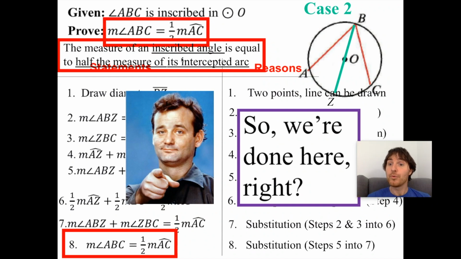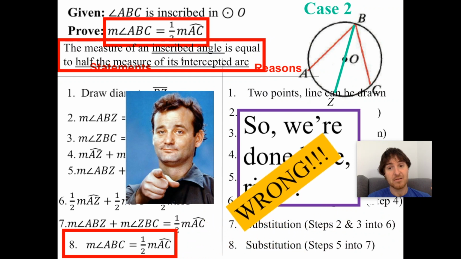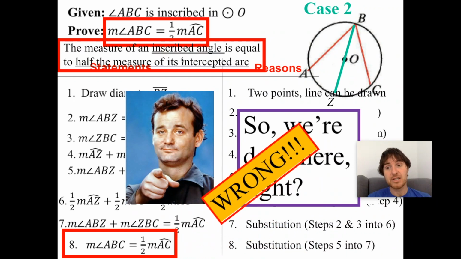So we've got to think, have we proved all cases? Or have we proved stuff generic enough that we can apply this rule to any inscribed angle? And it turns out, of course, there's one more situation we need to look at. We're not actually done with this yet.